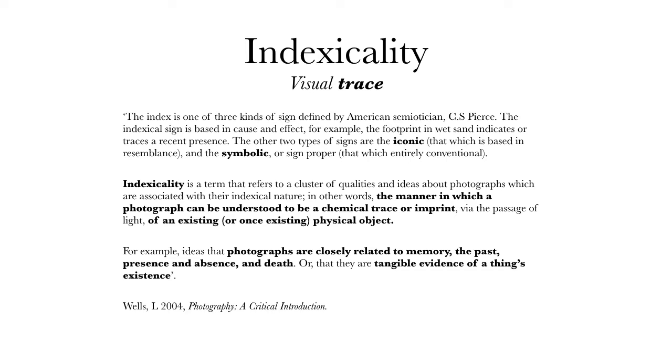Here in the same quote, Wells writes about the manner in which a photograph can be understood to be a chemical trace or imprint via the passage of light of an existing or once existing physical object. So the idea is that if you're photographing a person or a place, this existed in time. It may not exist anymore, but in the photograph it does. This idea connects photography very closely to memory, the past, presence, absence, and death. Photographs are tangible evidence of things' existence.